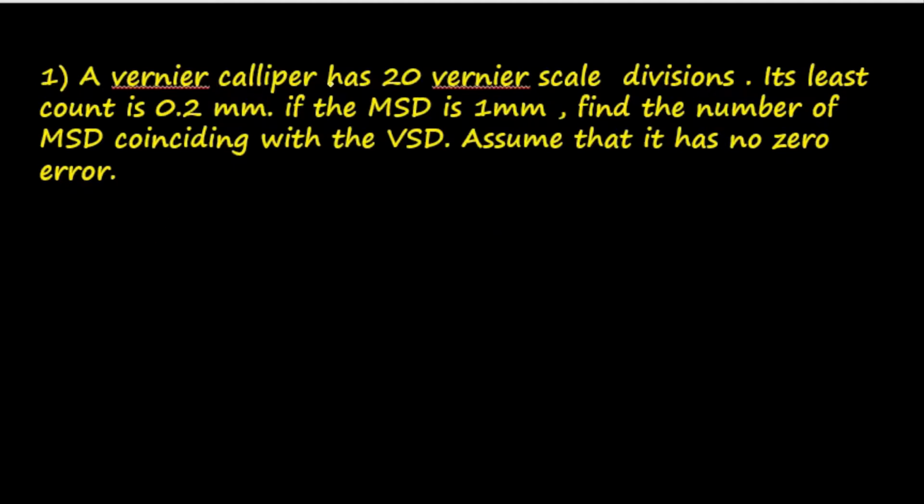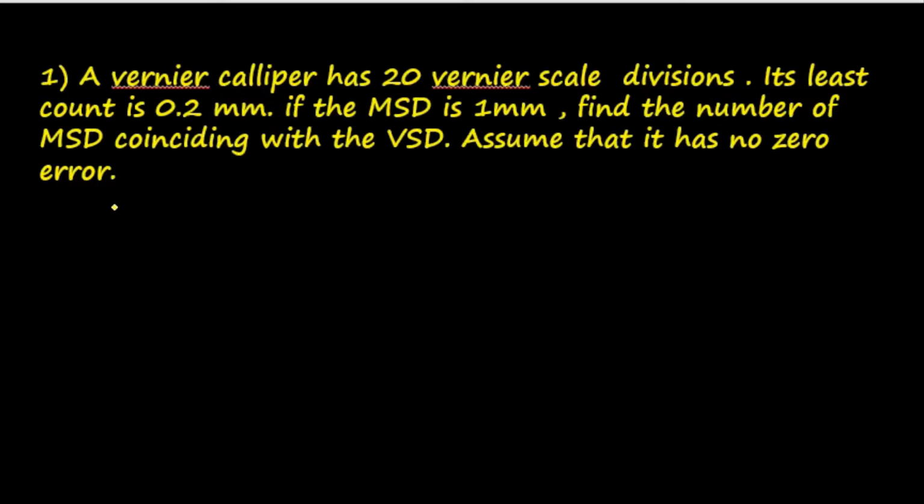Now let us read the problem. A vernier caliper has 20 vernier scale divisions. Its least count is 0.2 millimeter. If the main scale division is 1 millimeter, find the number of main scale divisions coinciding with the vernier scale division. Assume that it has no zero error.